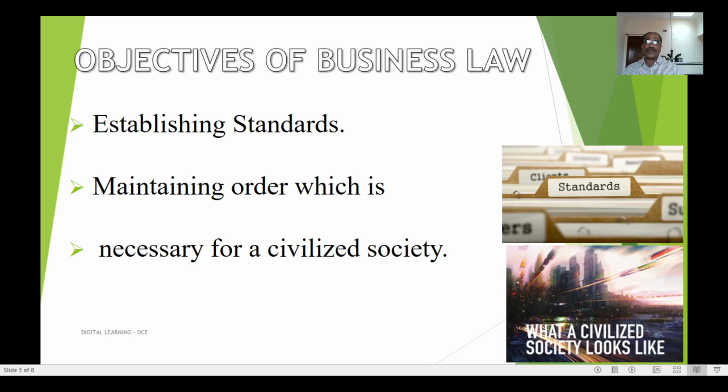Take for example the MRTP Act, the Monopolies and Restrictive Trade Practices Act, which is applicable to business. There are also other acts: the Consumer Protection Act, the Environment Protection Act, the Sale of Goods Act, and all these acts are applied to business.